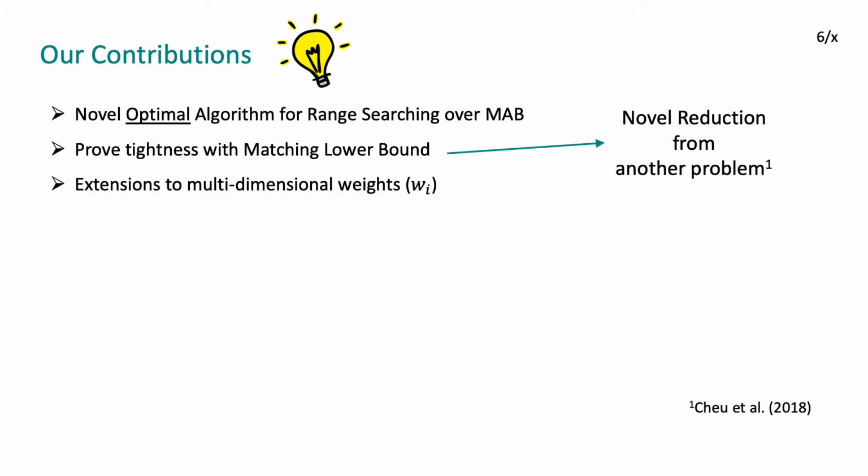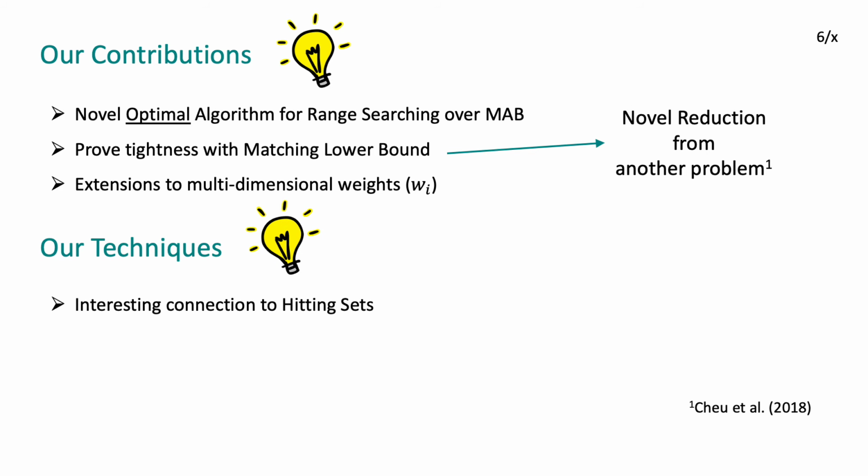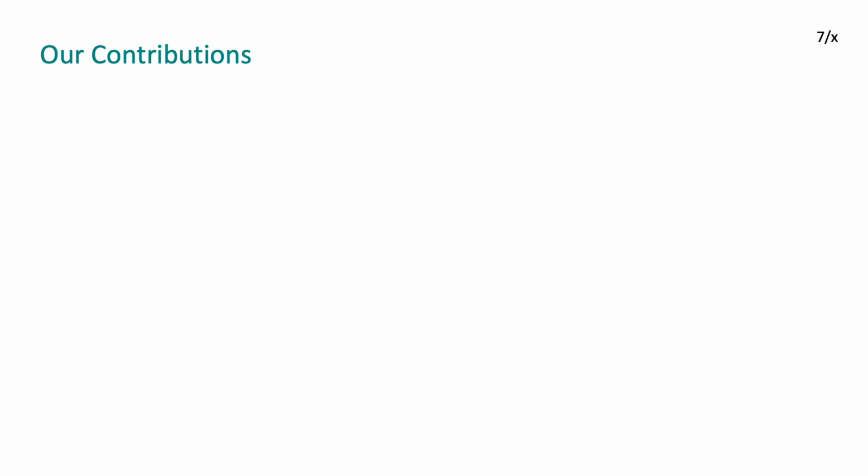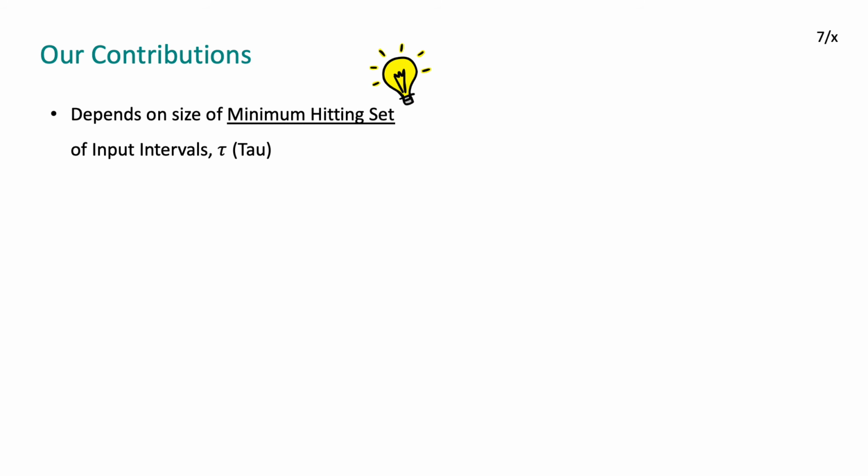In our work, we make interesting connections between our problem and the geometric construct that hitting sets are. For sampling the weights of points in an efficient and smart fashion, we come up with an elimination algorithm that follows the median elimination paradigm well known in the MAB community. In the forthcoming slides, we shall see a little more about these techniques to get a feel for them. We find that the number of samples doesn't depend directly on the number of given input intervals. Instead, it depends on the size of the minimum hitting set of the input intervals.